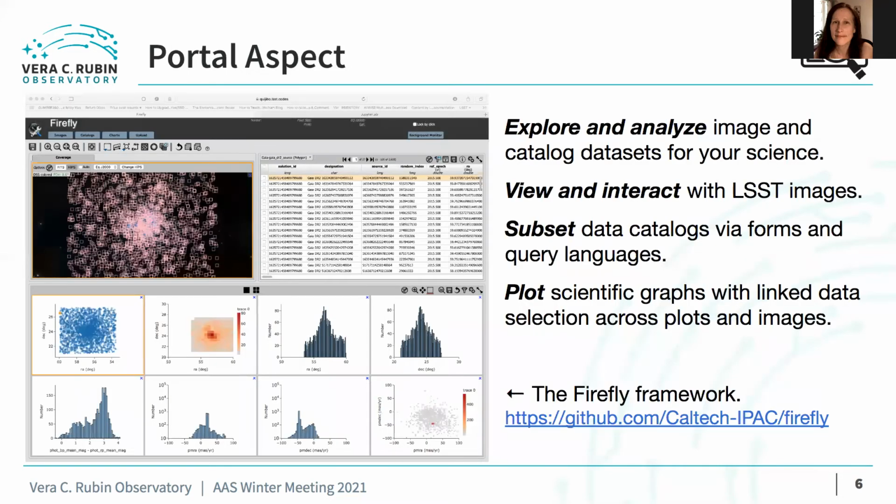The portal aspect is like a window into the LSST data. Shown here at left is an example of how data catalogs can be accessed, subsetted, and visualized with the Firefly framework in the portal. With the portal aspect, users can explore and analyze the image and catalog datasets, view and interact with LSST images, subset the data catalogs via form submission or query languages, and plot scientific graphs.